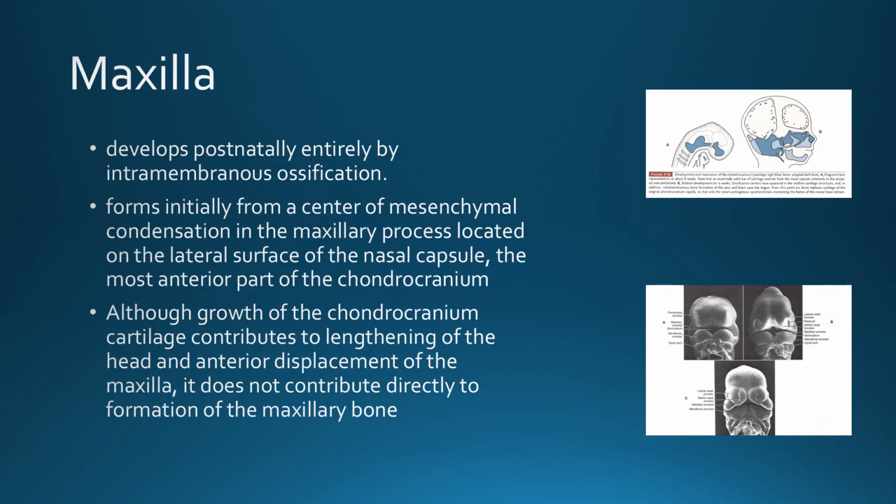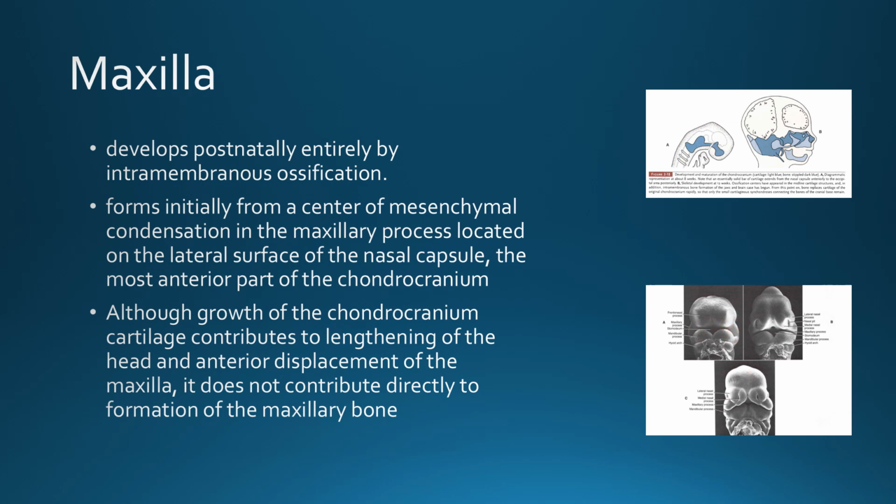The maxilla, as we said before, forms by intermembranous ossification. يعني ما كان في إلها cartilage middle من الأول that gets ossified. No, it's purely intermembranous and it starts in the maxillary processes. Remember this embryonic stage. في عنا maxillary process وبلش يصير فيها mesenchymal condensation lateral to the nasal capsule.